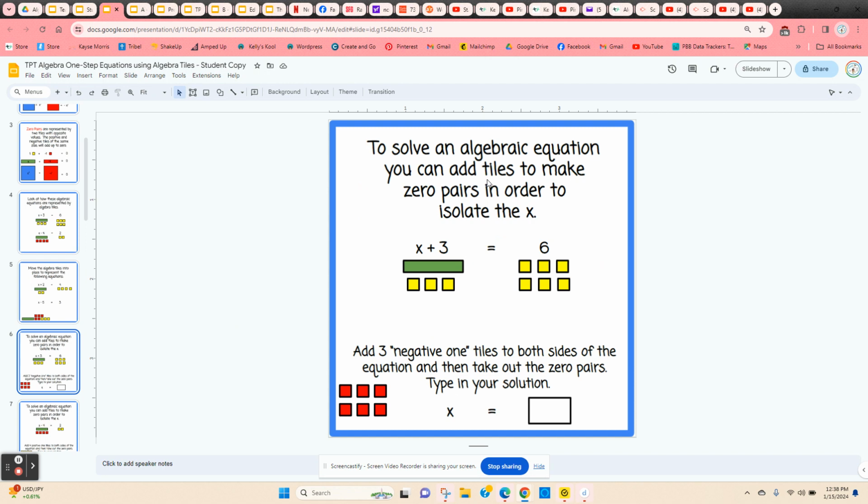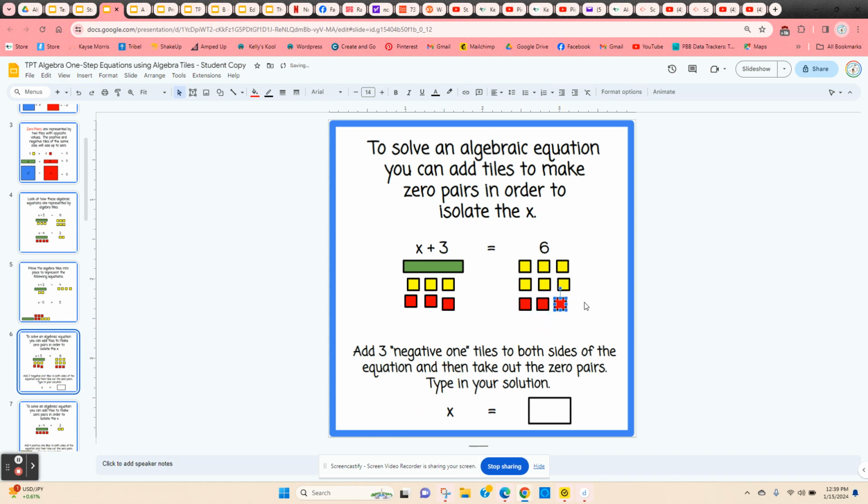Now they're shown how to solve. They're going to add tiles to make zero pairs, and that way they can isolate their x. So they want to get rid of that 3. So they're going to add 3 red tiles or -1 tiles. But if they add 3 red tiles to the left hand side of the equation, they have to add 3 red tiles to the right hand side. So that's the first step.